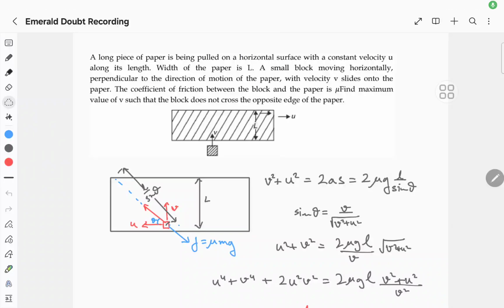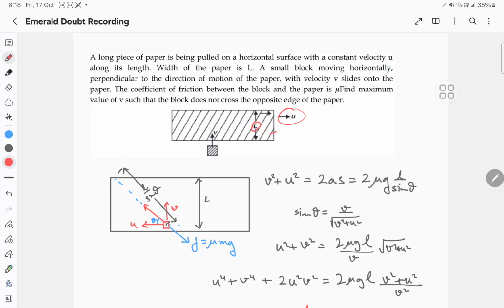Guys, so this is another example. Here a long piece of paper is being pulled on a horizontal surface with a constant velocity u. This is how it is being pulled. This is the paper. Width of the paper is given as L.